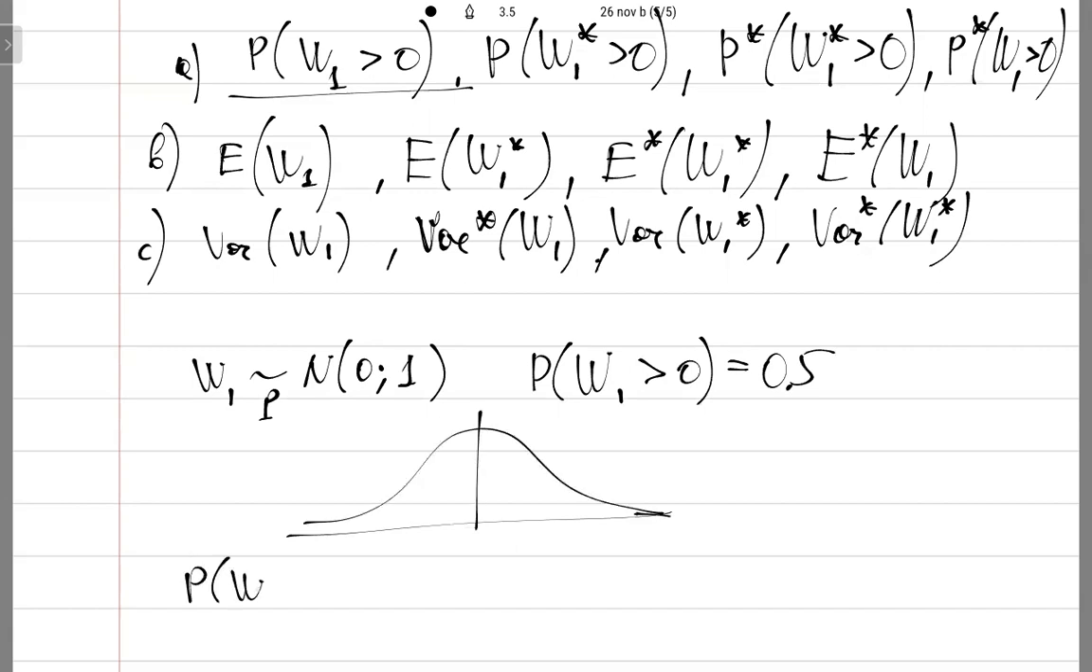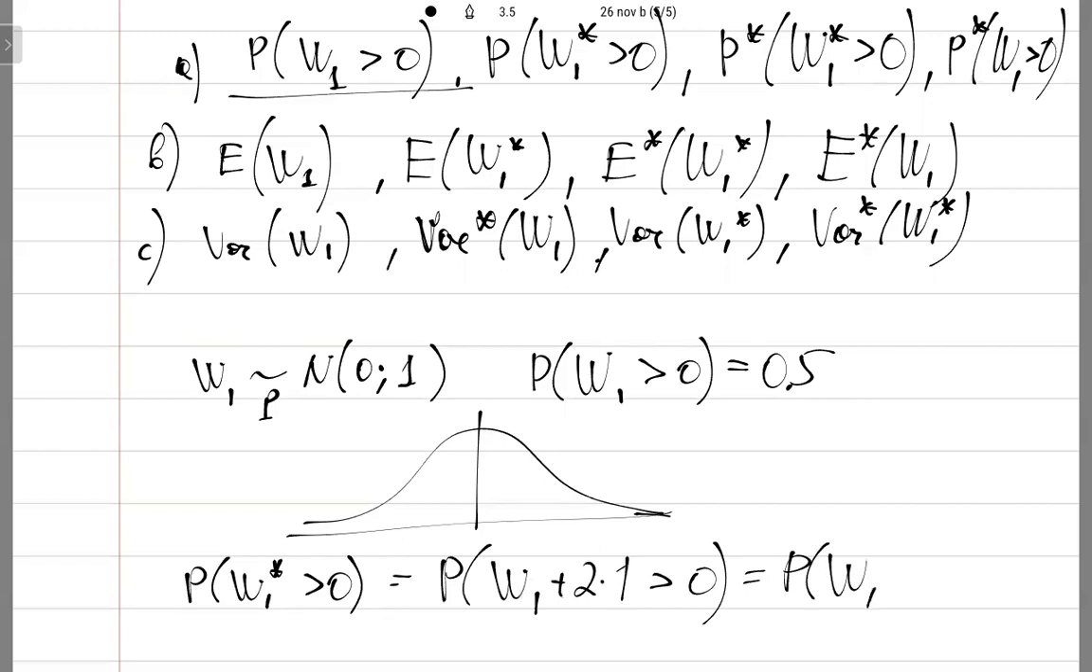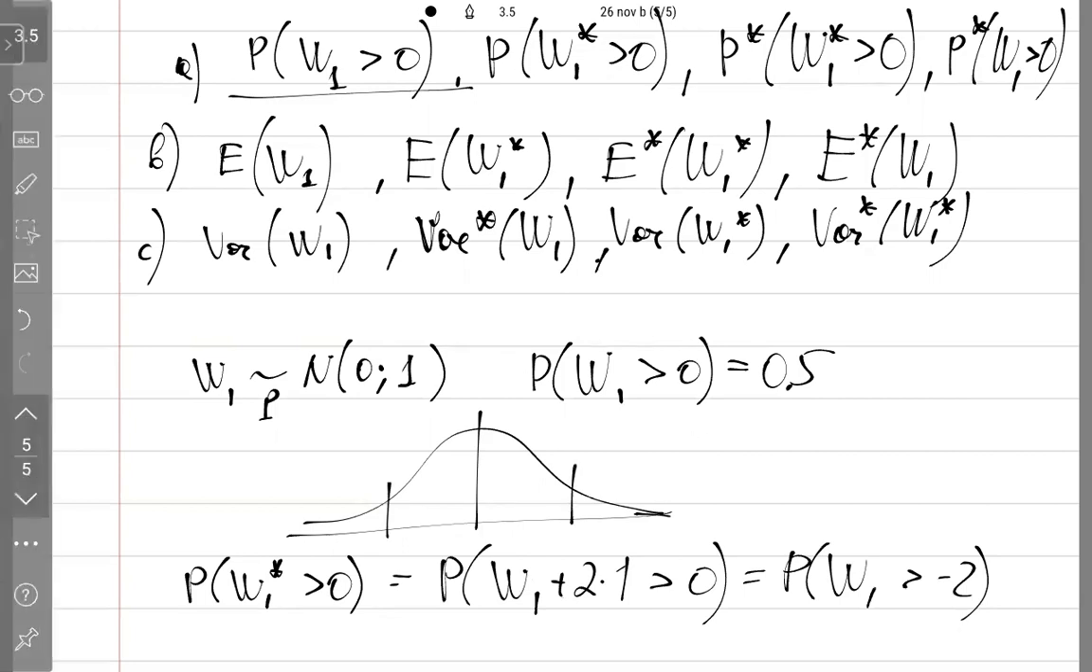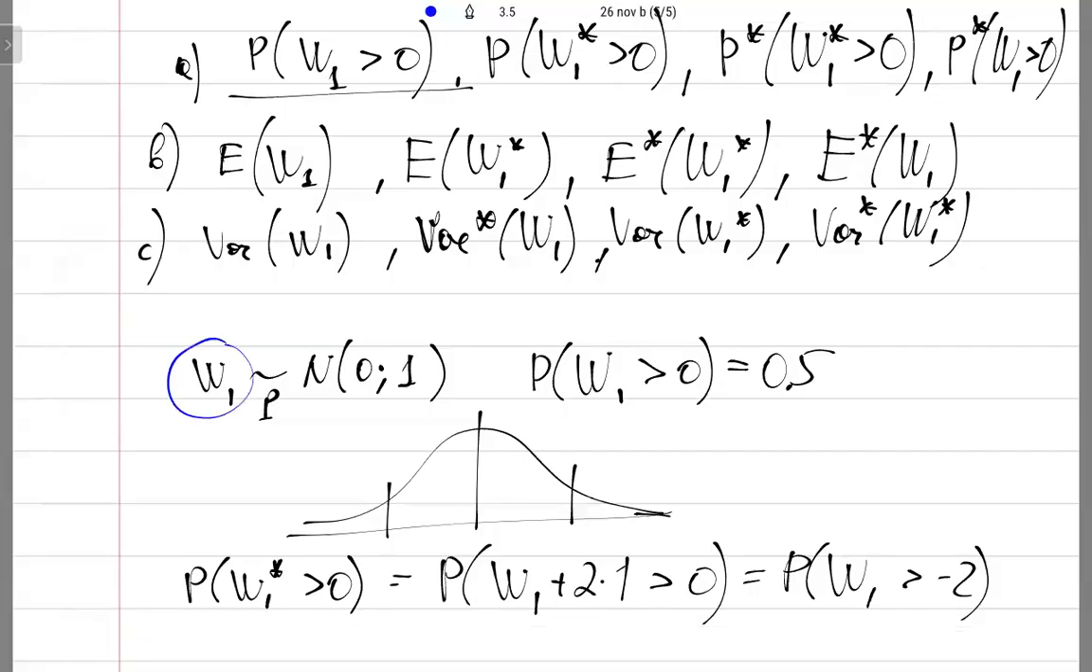Okay, what is the probability that W1 star is greater than 0? W1 star is just W1 plus 2 times 1. It's the probability that W1 is greater than -2. And we can remember that for a standard normal random variable, and in our case it's a standard normal random variable, with probability 95%, it will fall between -2 and 2.